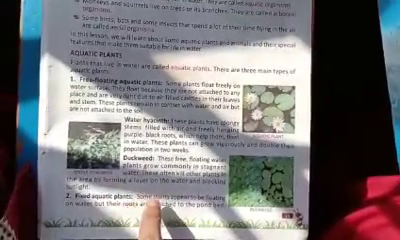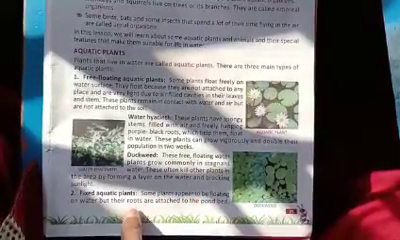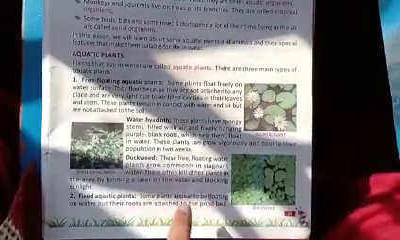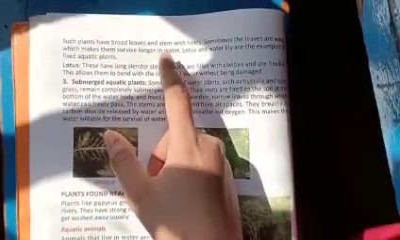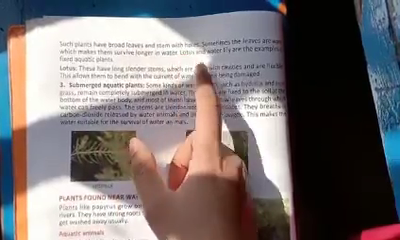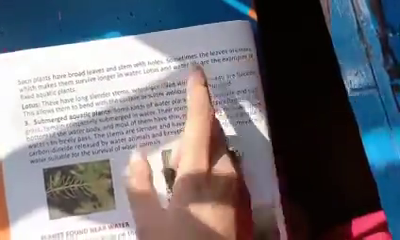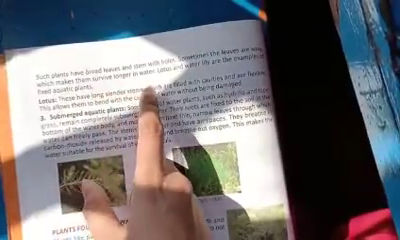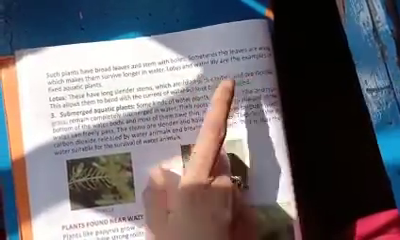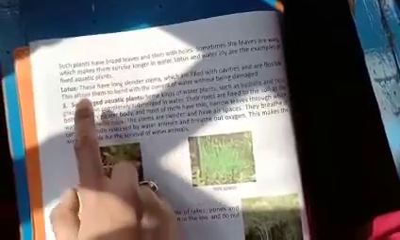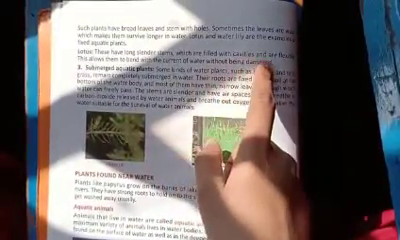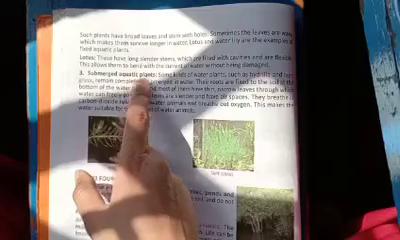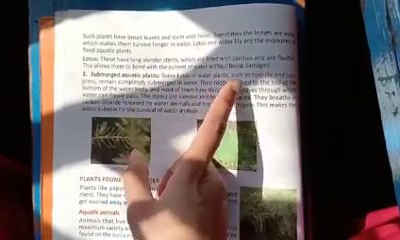Fixed aquatic plants. Some plants appear to be floating on water but their roots are attached to the pond bed. Such plants have broad leaves and stems with holes. Sometimes the leaves are waxy, which makes them survive longer in water. Lotus and water lily are examples of fixed aquatic plants. Lotus. These have long slender stems which are filled with cavities and are flexible. This allows them to bend with the current of water without being damaged.